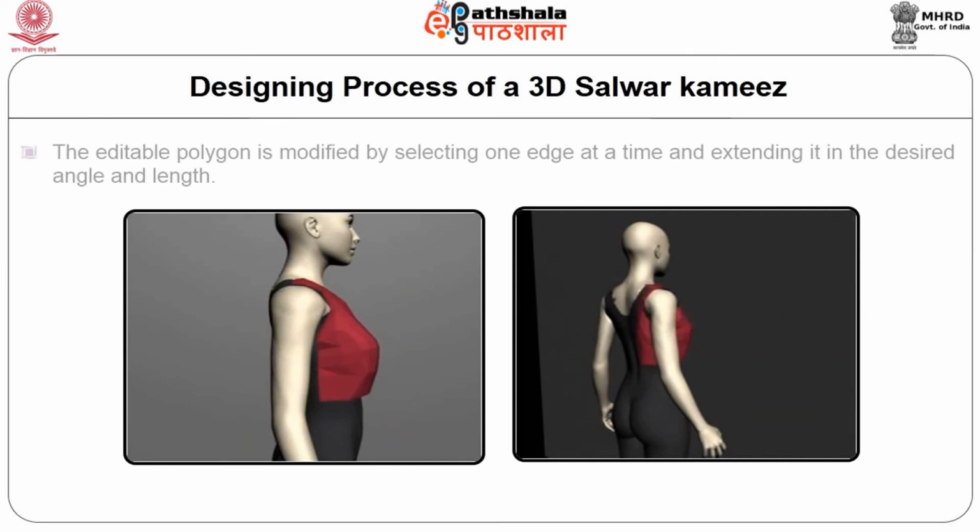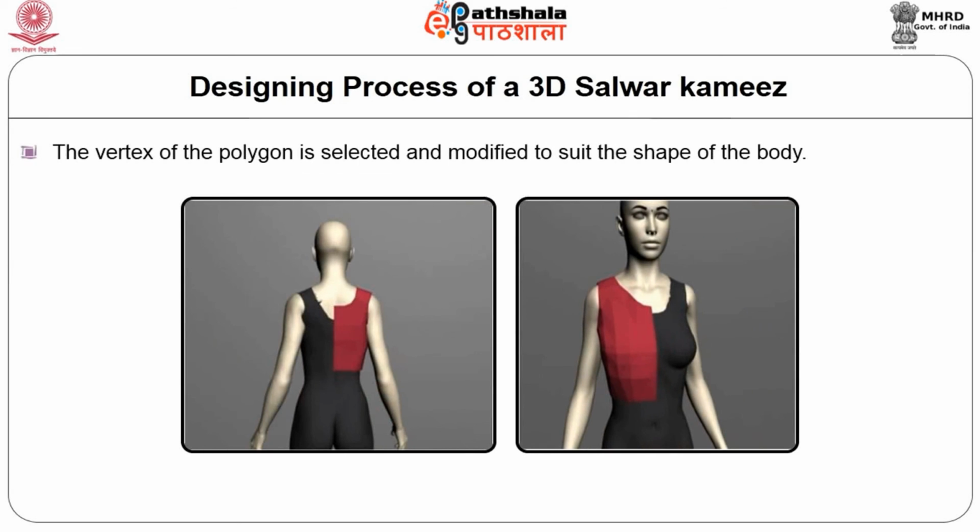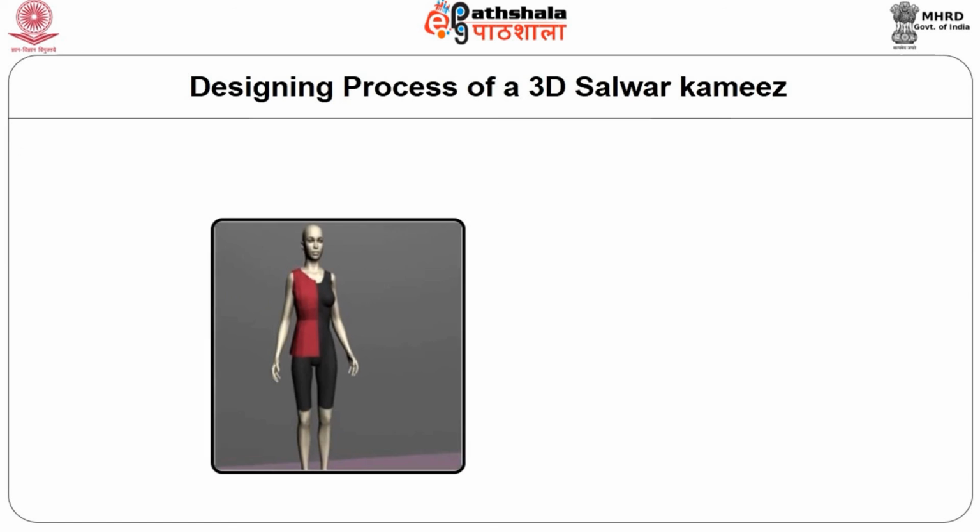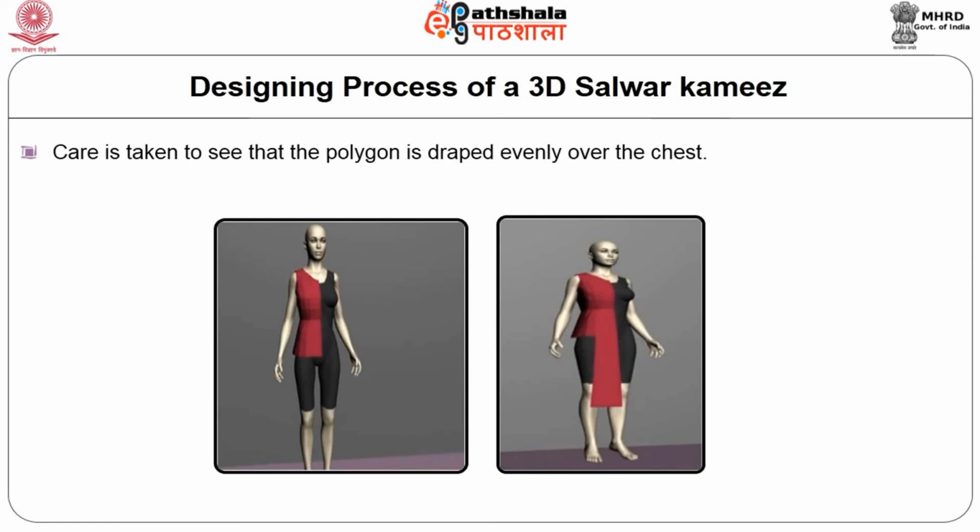This editable polygon is modified by selecting one edge at a time. It is then extended to the desired angle and length. The vertex of the polygon is selected and modified to suit the shape of the body, but care has to be taken to see that the polygon is draped evenly over the chest and waist.